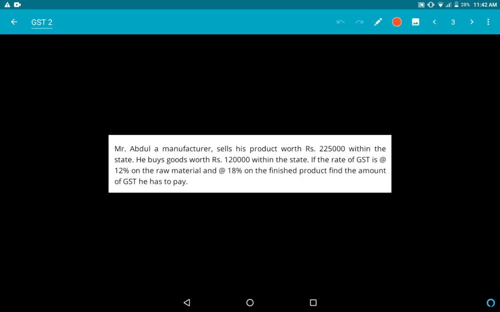Now let's do this. Mr. Abdul sells his product this within the state. He buys the goods this way, with the rate of GST this. Find the amount of GST he has to pay. Okay, instead I will just add one more question, is that divide the GST. Then CGST, that things you have to divide.